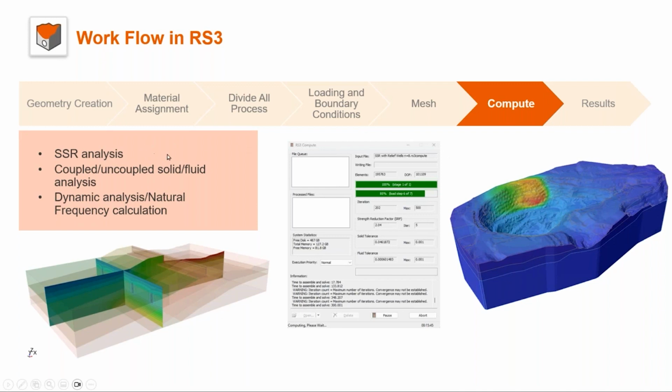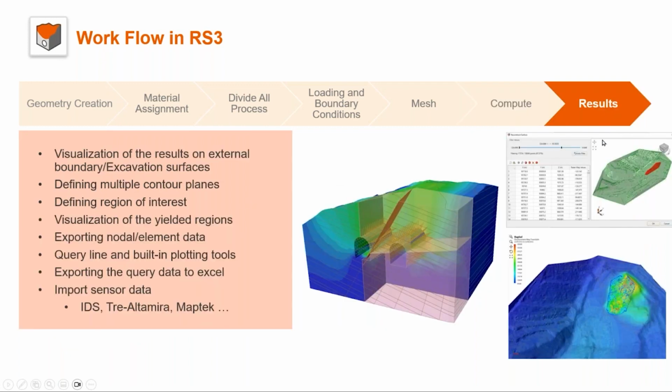You can do SSR analysis to find the stability of your slope, for example. You can do coupled, uncoupled, solid-fluid analysis, and dynamic simulation. You can find the natural frequency as well. And finally, you can go to the results tab and see the results on the external boundary around the excavation, or if you have a region of interest, you can define it and define the contour plane and see the variation of the results in the defined area.